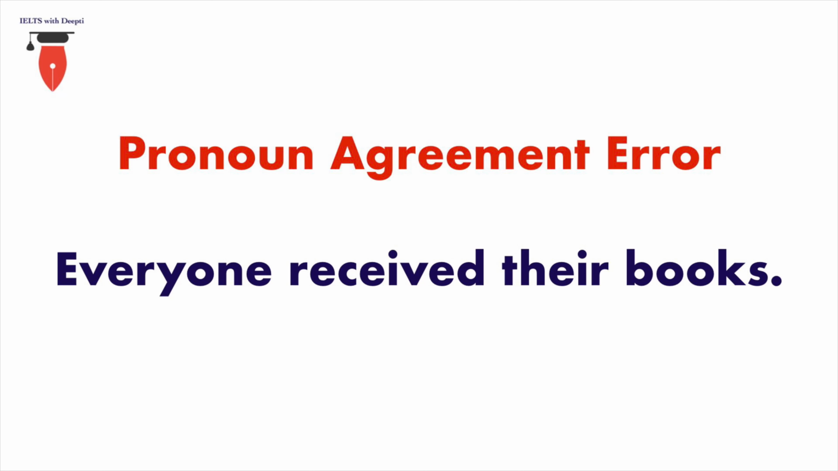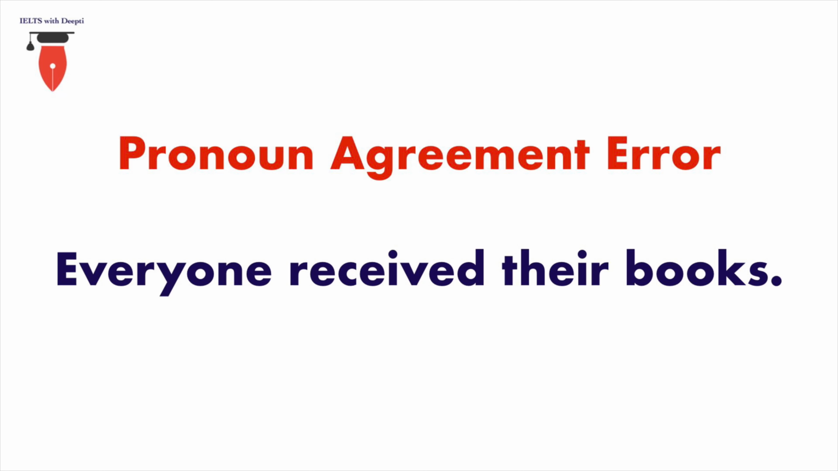Another common error type that we see is pronoun agreement error. So what is a pronoun? Simply speaking, a pronoun is a word that replaces a noun that has come before as a reference point. So an important point we need to remember here is that whatever pronoun we are using for the reference point noun should agree with that noun in terms of number, in terms of gender.